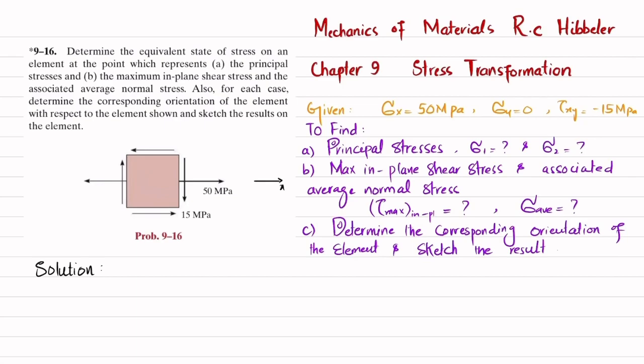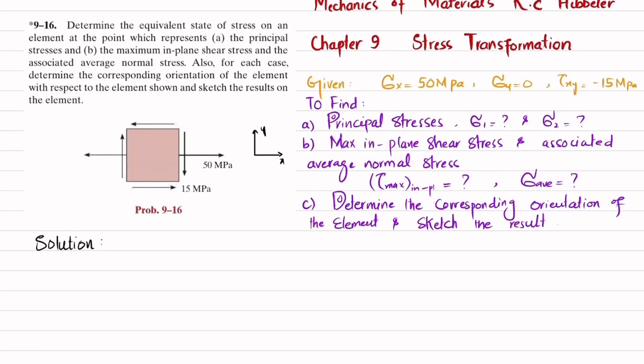So let's start with the solution. So you can see this is your x, this is your y. So this face, which is usually x plane, clear. So tau of xy, x is plane and y is the direction. So you can see on this plane the y is downward, so tau of xy is negative.